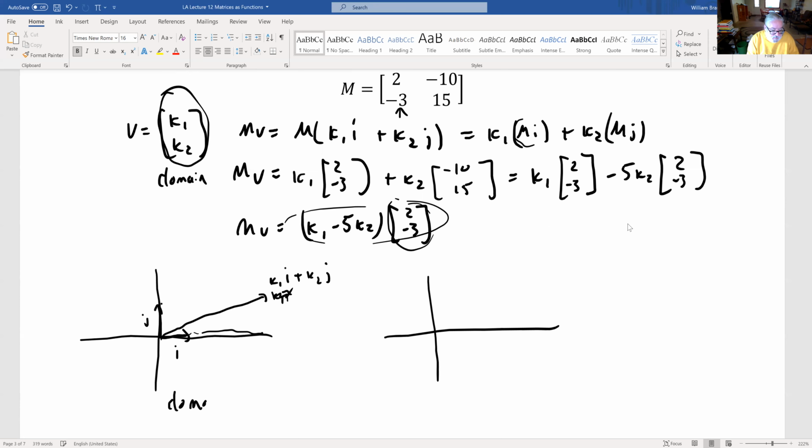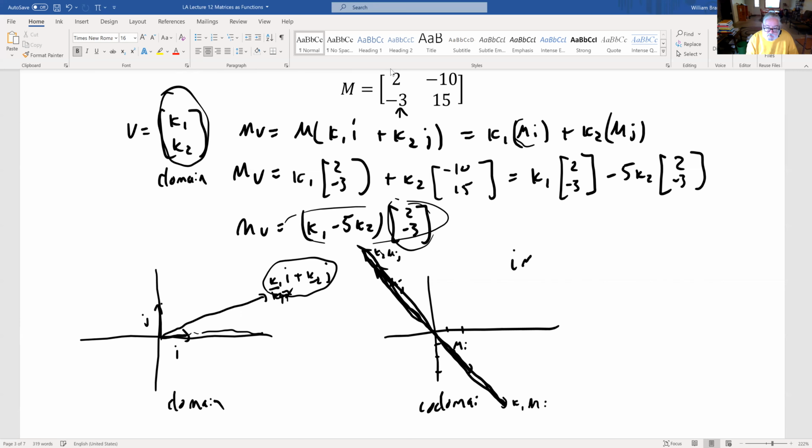So here's my domain, here's my codomain. i gets mapped to (2, -3). So there's M times i, and j gets mapped to (-10, 15), which is in the opposite direction, but out here somewhere. So this is M times j, this is M times i. So where does this vector go? It goes k1 units in that direction, with coefficient k1 times M i, and then k2 units in this direction, whatever that might be. So the vector that we get is just along this line.